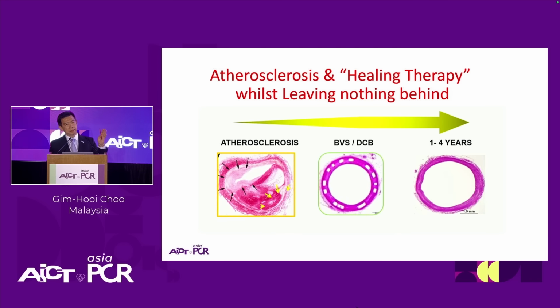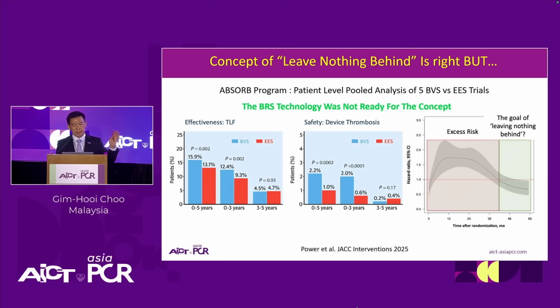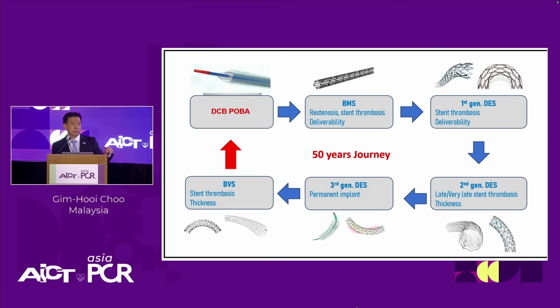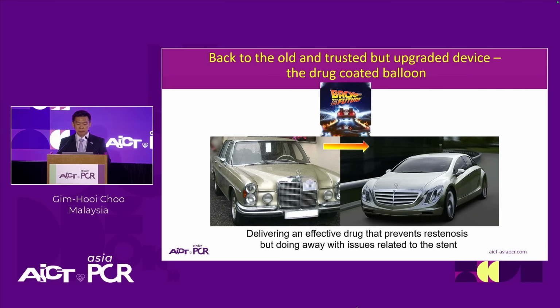So what we want is a therapy whereby whatever we needed will be gone after a few years, and we have nothing left behind. So that concept was right, and we thought we got the right track. We had BRS, but the BRS technology wasn't ready. Because we saw there's worse outcome, TLF, as well as more device thrombosis in a 3-year follow-up. So we've gone a full circle from balloon angioplasty, DES, BRS, and now back to POBA. But it's actually a DCB POBA.